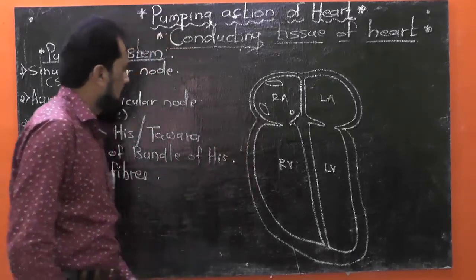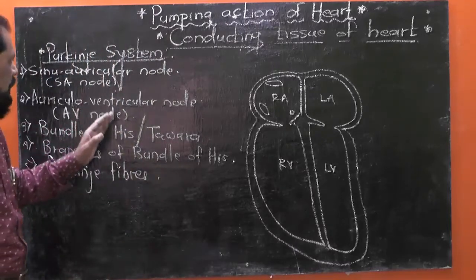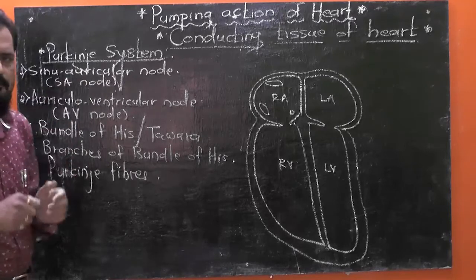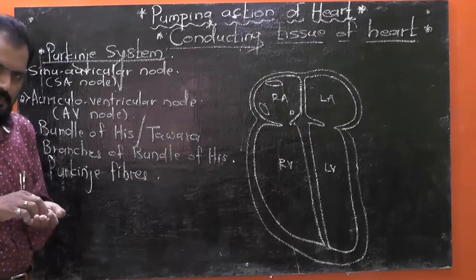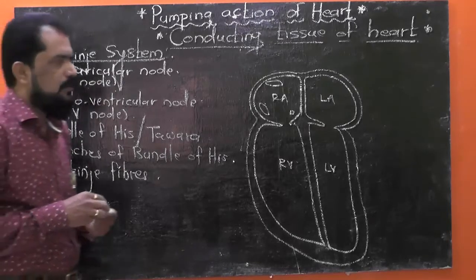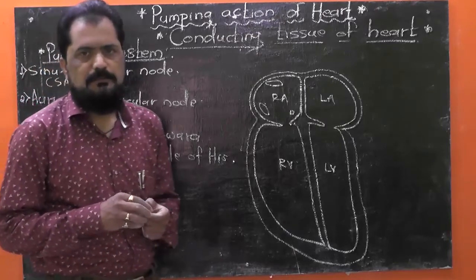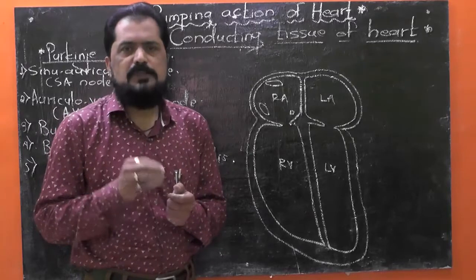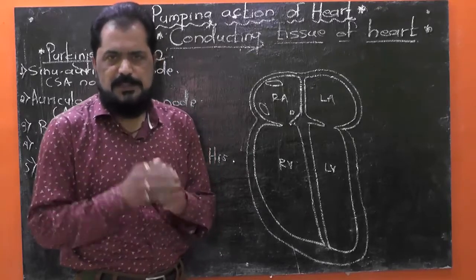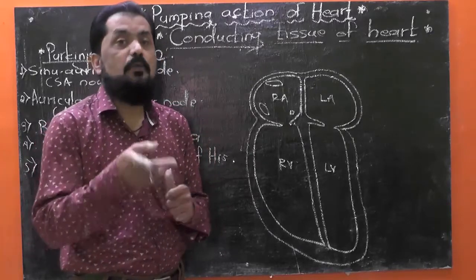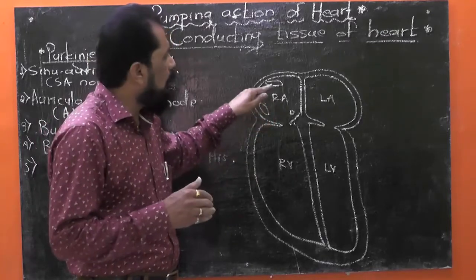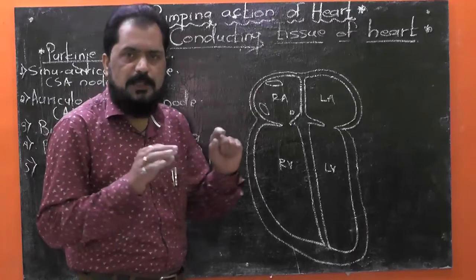Now let us talk about the components of the Purkinje system. First, sino-auricular node, may be abbreviated as SA node. The sino-auricular node is nothing but simply a patch or mass of specialized cardiac muscles present in the wall of the right auricle just below the opening of superior vena cava.